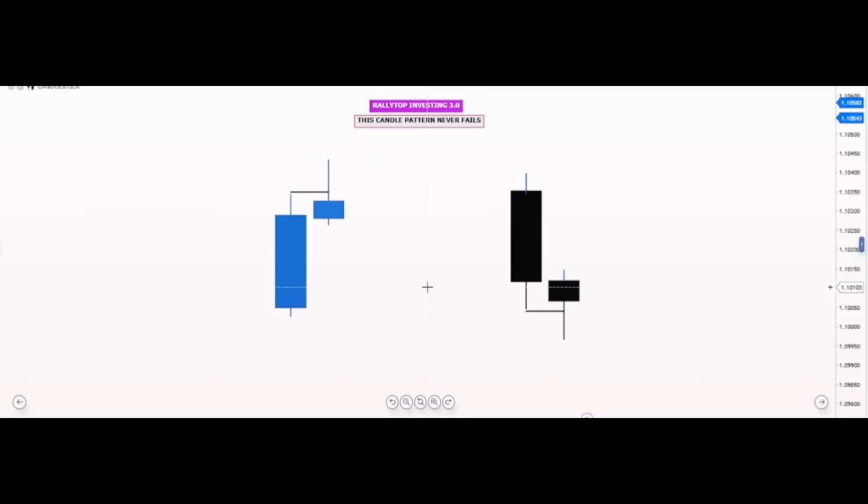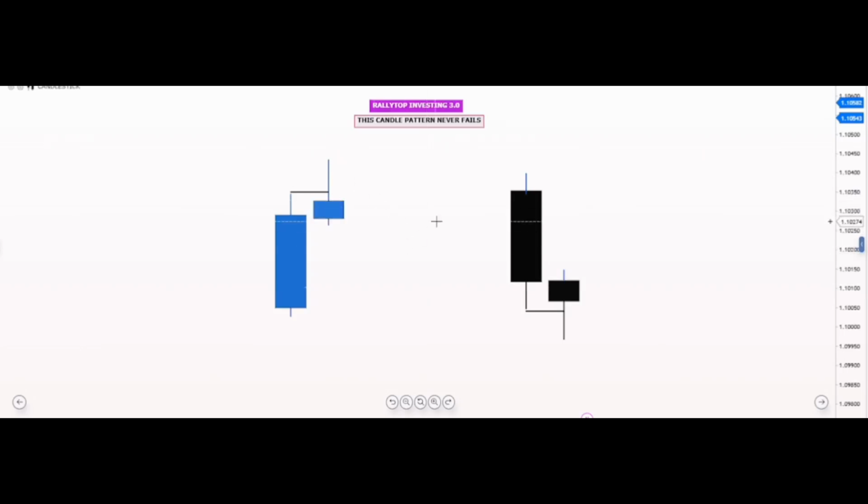For me, if you are waiting for the complete CRT to form, that means that you will get to the party late. You will enter the market late when price has already moved far. This pattern that I'm showing to you and the method I'm going to show to you how to trade it is to catch the move right on time. Okay, that's why you need to pay attention.